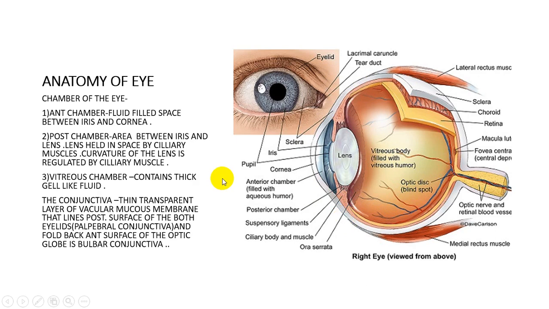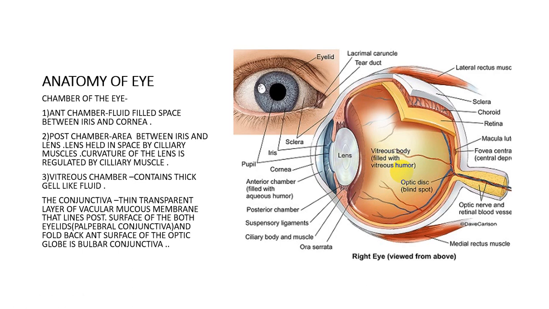Now, anatomy of the eye. There are three chambers in the eye: anterior chamber, posterior chamber, and vitreous chamber. Anterior chamber is the fluid-filled space between iris and cornea. Between this iris and this cornea there is the anterior chamber, and the posterior chamber is between iris and lens. And this is the vitreous chamber, which contains thick gel-like fluid.